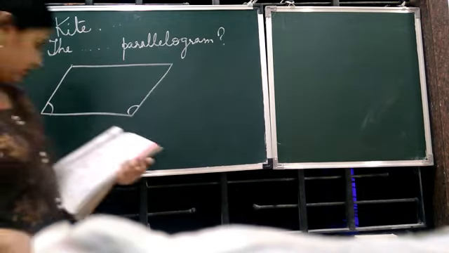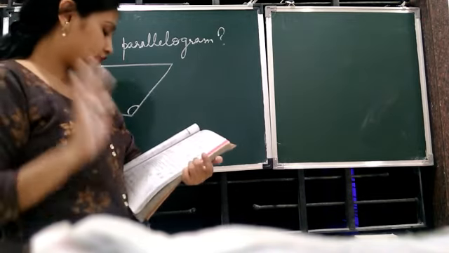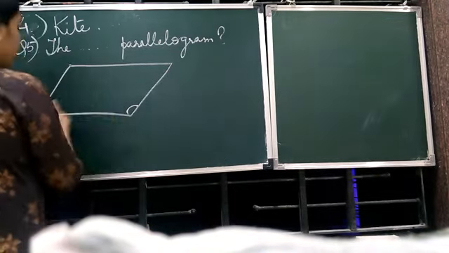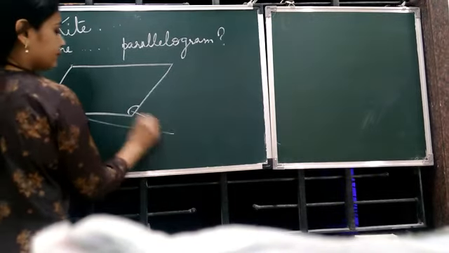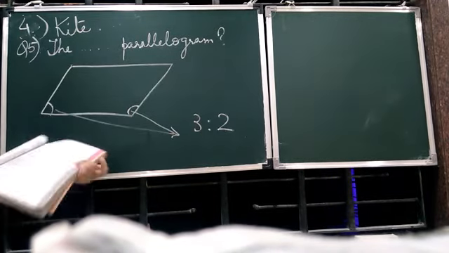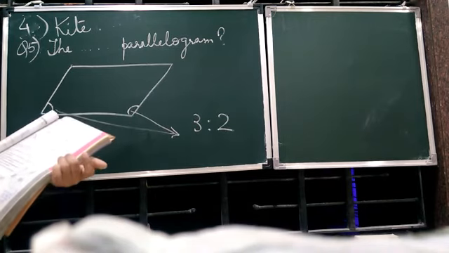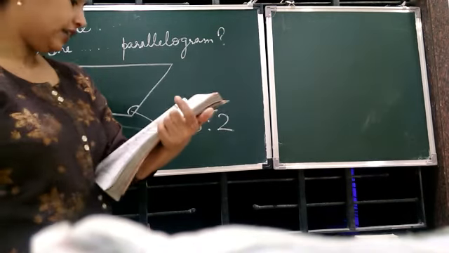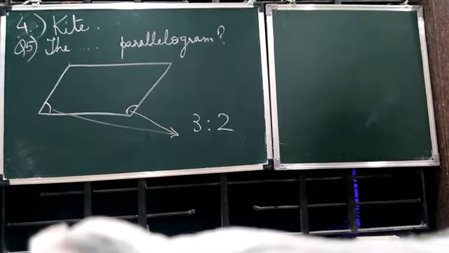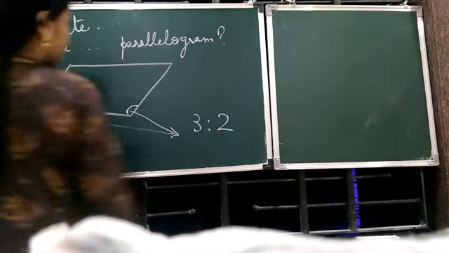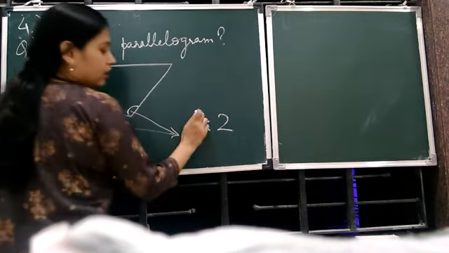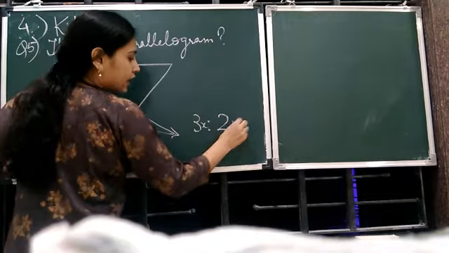No, I am reading question number 6. The measures of two adjacent angles of a parallelogram are in the ratio 3:2. So the ratio of these two is 3:2. Find the measure of each angle of the parallelogram. So let's presume the ratio as 3x and 2x.